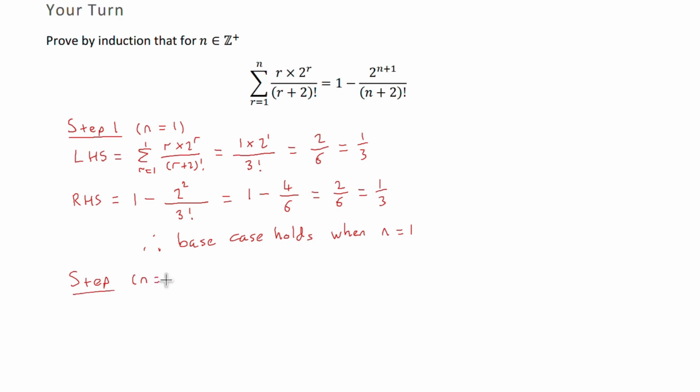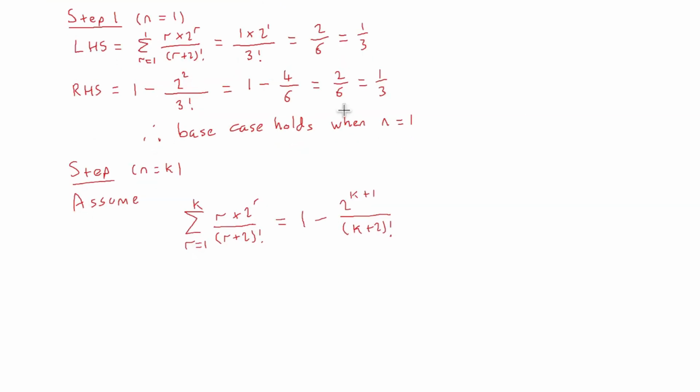Step 2, when n is equal to k, is our assumption. So we are going to assume that the sum from r equals 1 up to k of r times 2 to the r over (r plus 2) factorial is equal to 1 minus 2 to the k plus 1 over (k plus 2) factorial. So that's our assumption. I just realised I didn't write a 2 there, let's put that in.